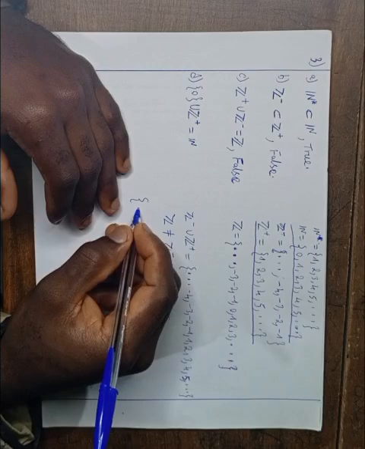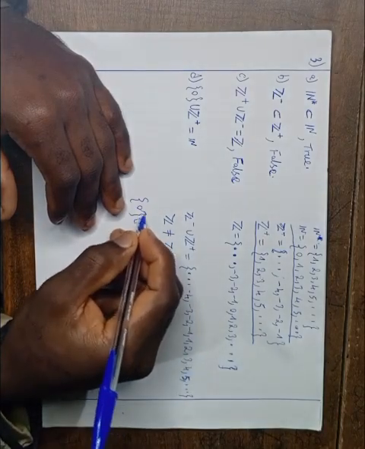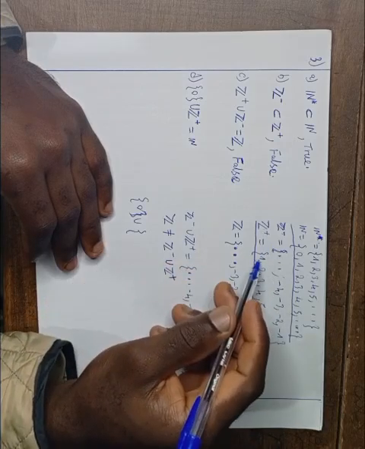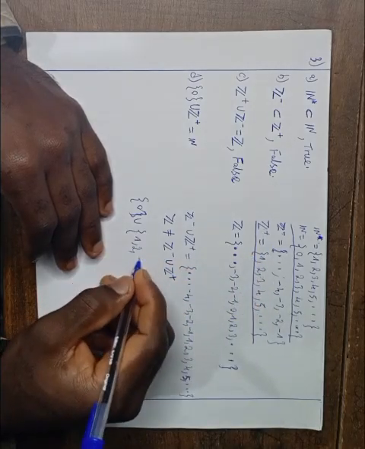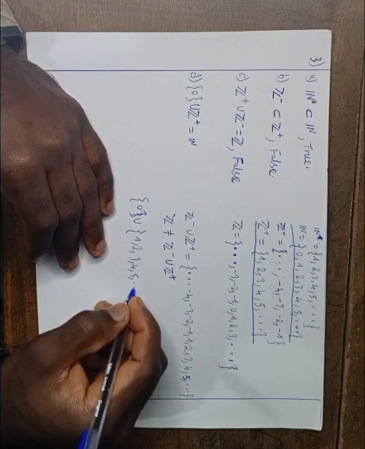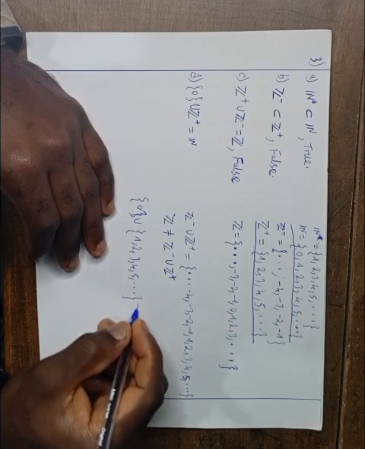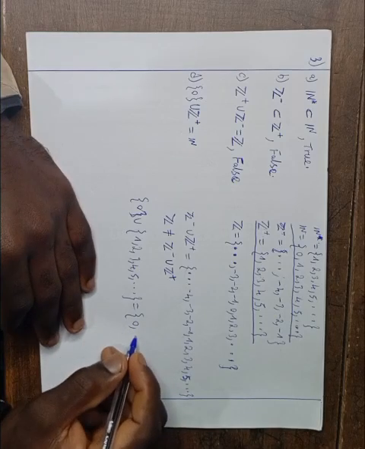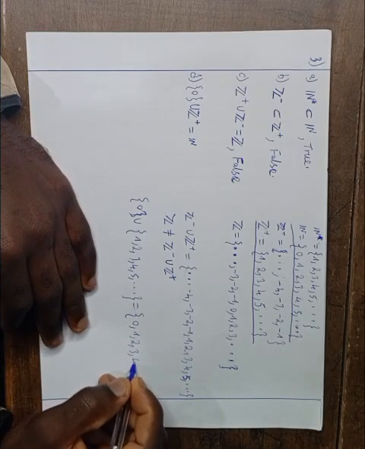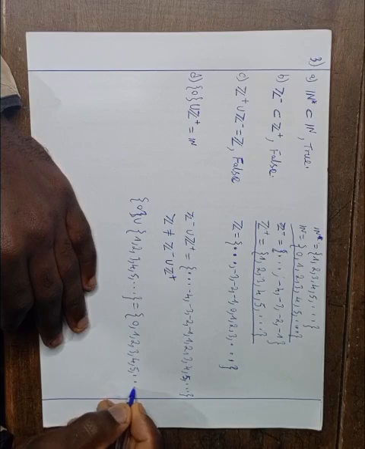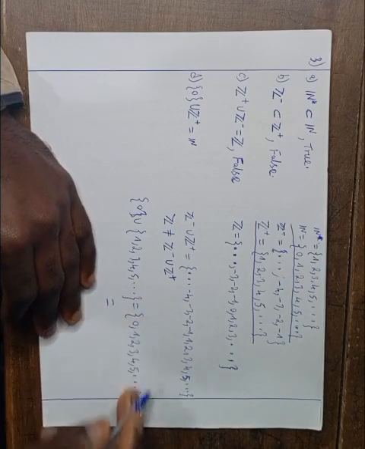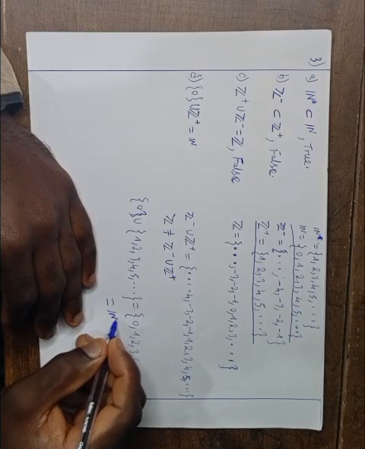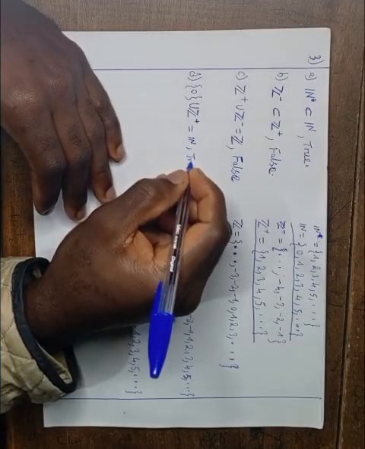So if we take the union of the singleton 0 with Z plus, which is 1, 2, 3, 4, 5, 3 dots, this will simply give us, taking this union, 0 as the first element now. 1, 2, 3, 4, 5, 3 dots. And we know this set is the same as the set of natural numbers. So in this case, it is true.